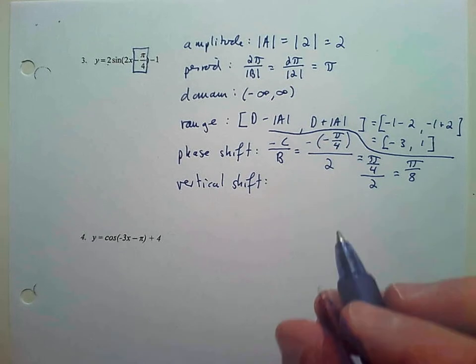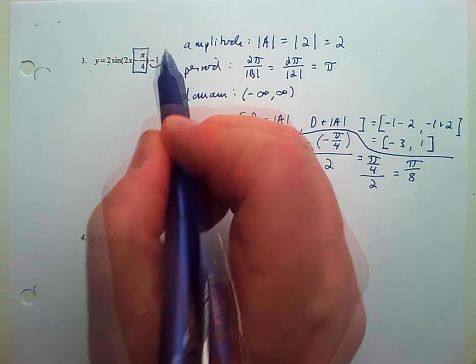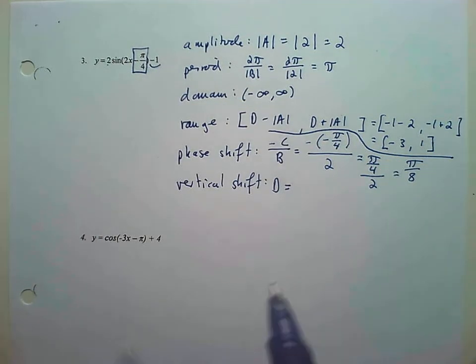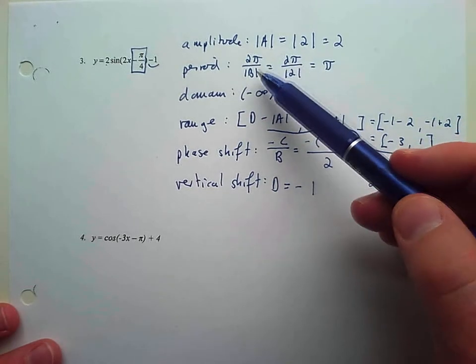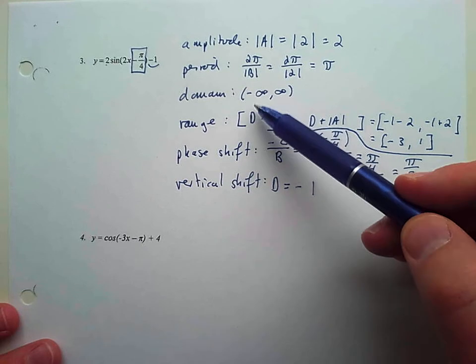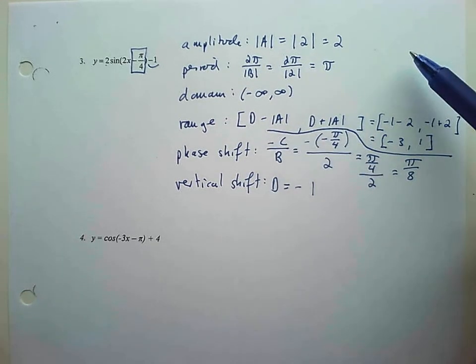Our vertical shift is given to us by d. D is whatever we're adding to or subtracting from the end over here. So therefore d is just equal to negative 1. Obviously, as we're going through these things, both in section 6.2 and 6.1, I think it should start to become clear to you that these are simply just definitions that you most certainly have to remember for both the homework and for your exams, right?